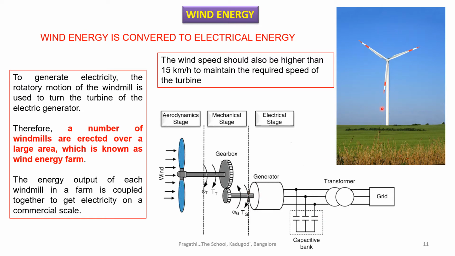If a number of windmills are present, that is called a wind energy farm. If only a single windmill is here, it is not called a farm. If more than 20-30 windmills similar to this are present in one area, that is called a wind energy farm.